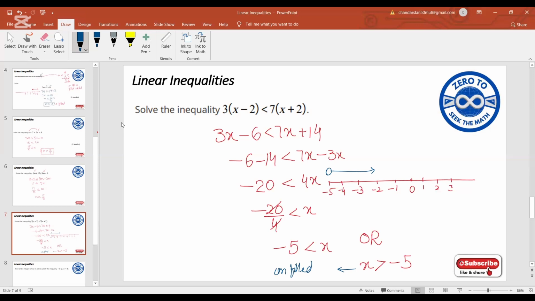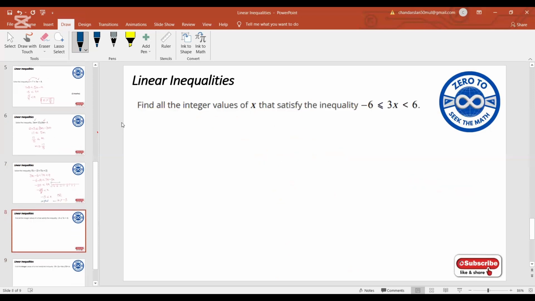So moving on towards the next slide, we have: find all the integers. This one is very important for the O-level section and even for matric 2. So find all the integer values of x that satisfy the inequality.